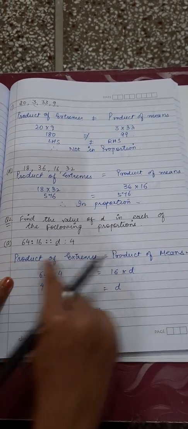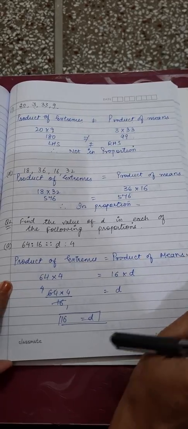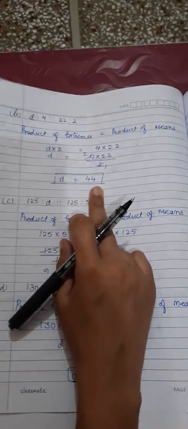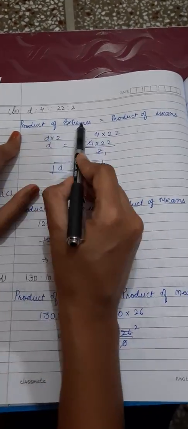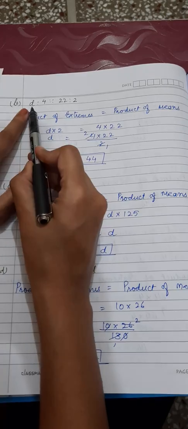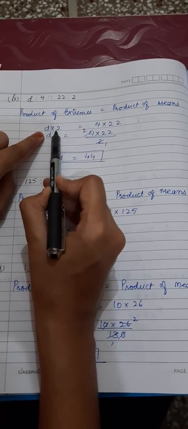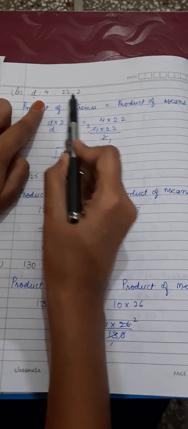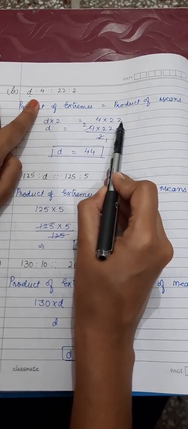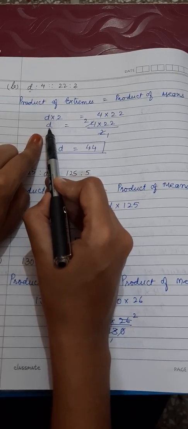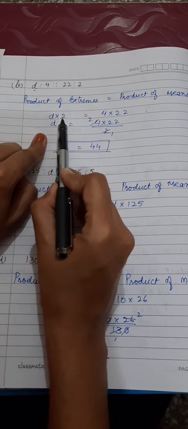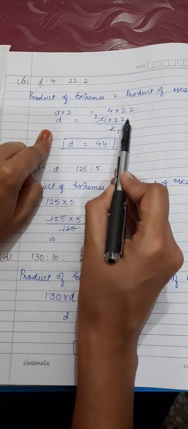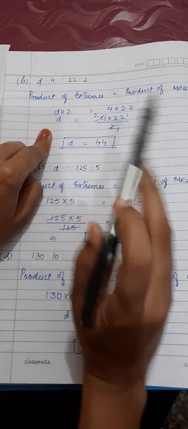I'm again saying you have to write this formula in every part, in every question. Now let's move to B part. B part is also the same. Product of extremes equals product of means. D will be multiplied by 2, because D and 2 are the extremes. Means, which are the means? 4 and 22. So you are going to multiply 4 with 22. D will be written as it is here, but 2 is multiplied with D. So 2 I am going to take to the other side and divide. 22 will be multiplied by 4 divided by 2, so the answer will come 44.